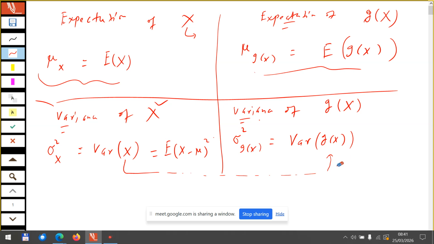And what will happen there in the definition? Expected value of, I know I will have a square, right? So I'll start with that. I know I'll have to subtract the mean. So the mean of what? G of x. Yeah, so I'll have to write mu g of x, right?